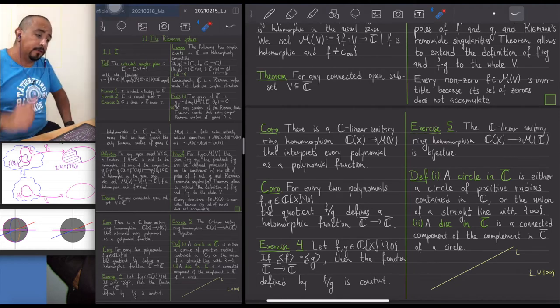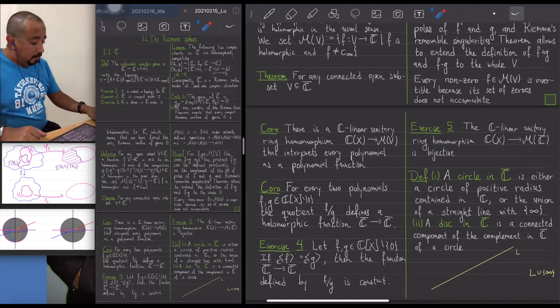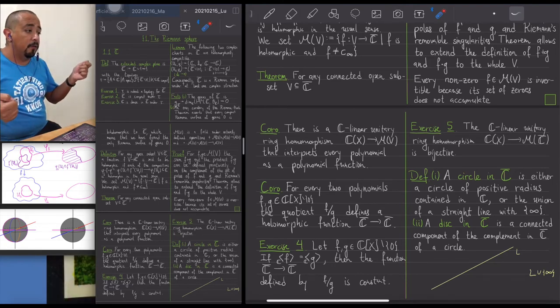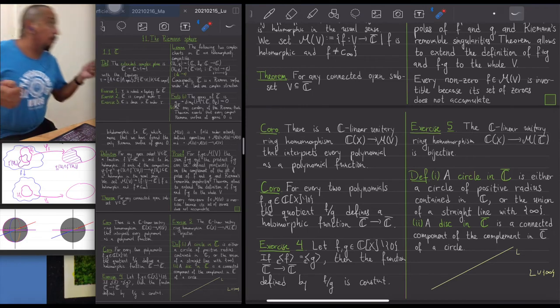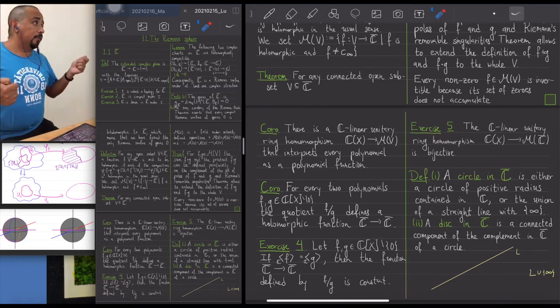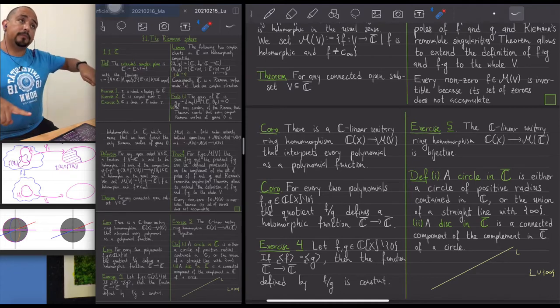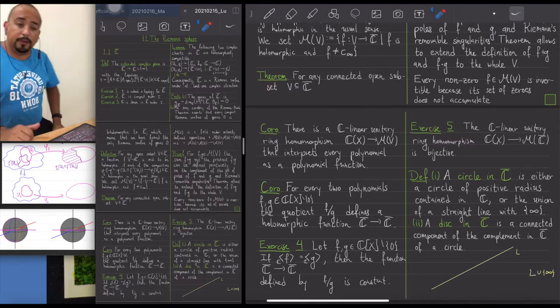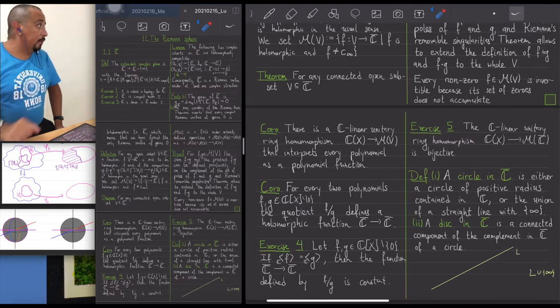Likewise, there are new types of disks. Take any circle in C-bar. This circle in C-bar, regardless of whether it is a circle in C or a set of the form straight line union infinity, when we delete it, its complement in C-bar is split in two connected components. These two connected components are going to be called open disks in C-bar.